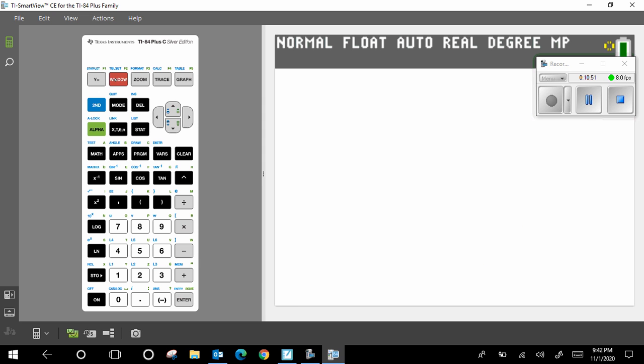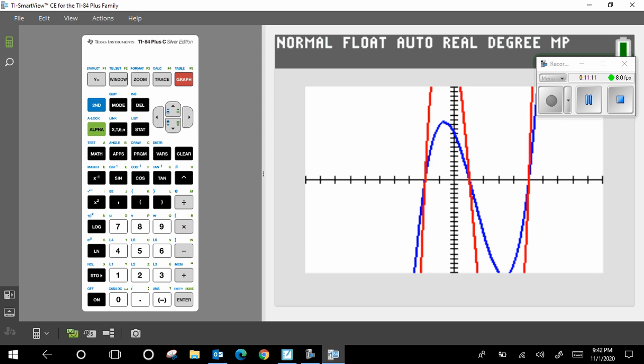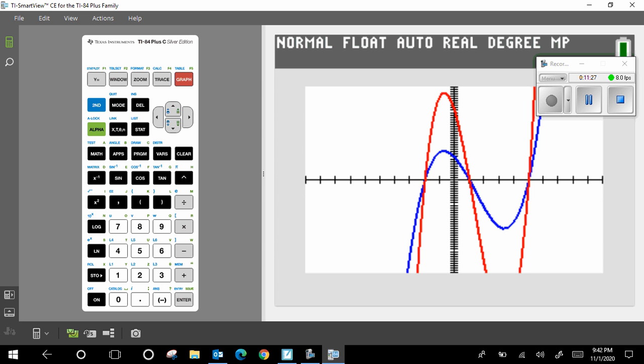So let's change our y maxes and our y mins so we can see the top. So let's change our y min to -20 and see if that works. And then we'll go +20 for our y max just to see if we can see the top. Okay, so I can almost see, so let's go back to our window. Change those again. Let's go -40 just to be safe, and +40. Hopefully that's enough. Let's press graph again. Still can't see the bottom of the red one, but that's good enough for us.